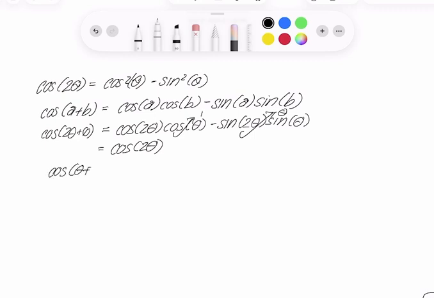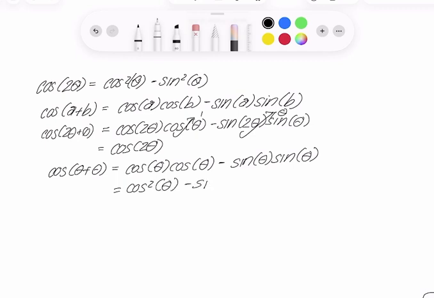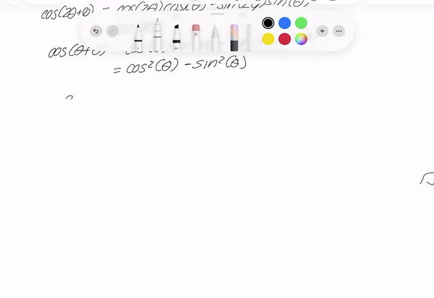So then we'll do the following. Cosine of theta plus theta equals cosine of theta cosine of theta minus sine of theta sine of theta. And that equals cosine squared of theta minus sine squared of theta. So we'll also demonstrate that sine of 2 theta is equal to 2 sine of theta cosine of theta.